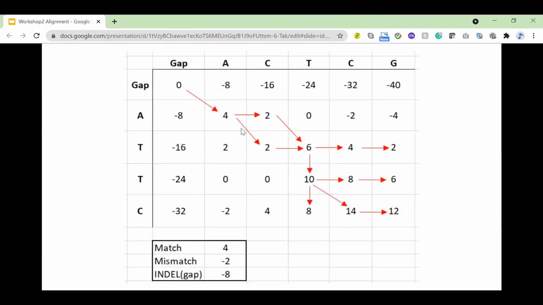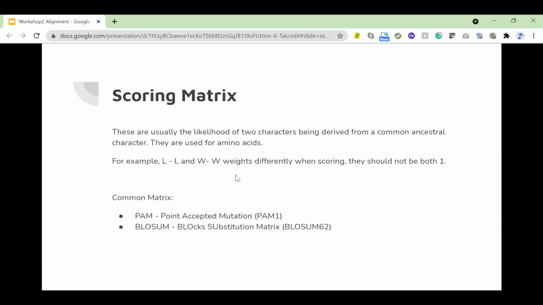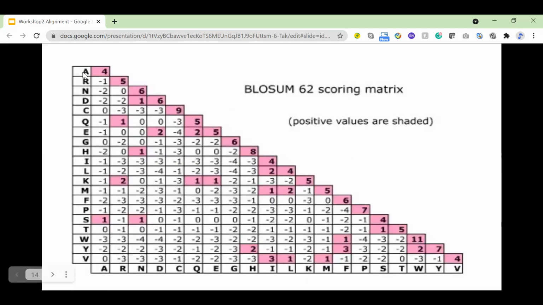So that's all about nucleotide. So what if we want to do something protein-based, like amino acids? We need something called a scoring matrix. And this matrix, okay, let's jump into this picture first. So obviously this is a matrix. And this matrix is literally pre-built for you to use directly. You can just import it from the database to use it.